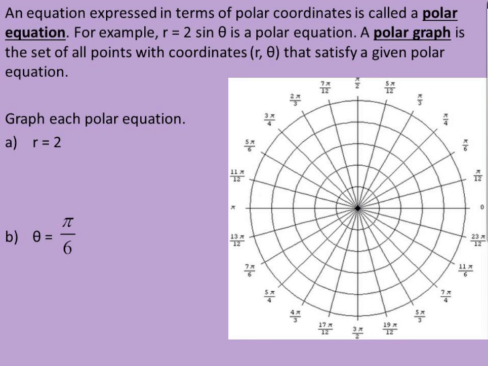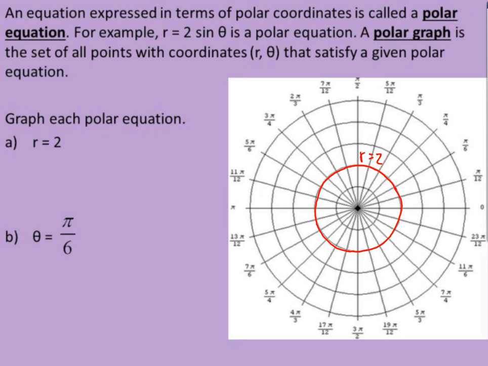The 2 basic equations can be r equals just a number or theta is equal to just a number. If it's r equals, this is telling you the radius, so that means you are graphing a circle. On part A, we're graphing r is equal to 2. This means we go out to the second ring, and we would just draw a circle on the second ring, and that would represent r is equal to 2.